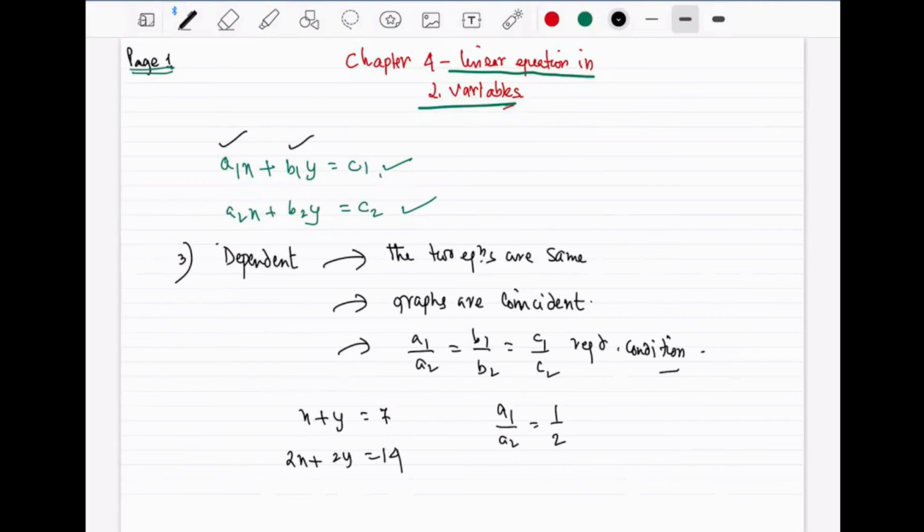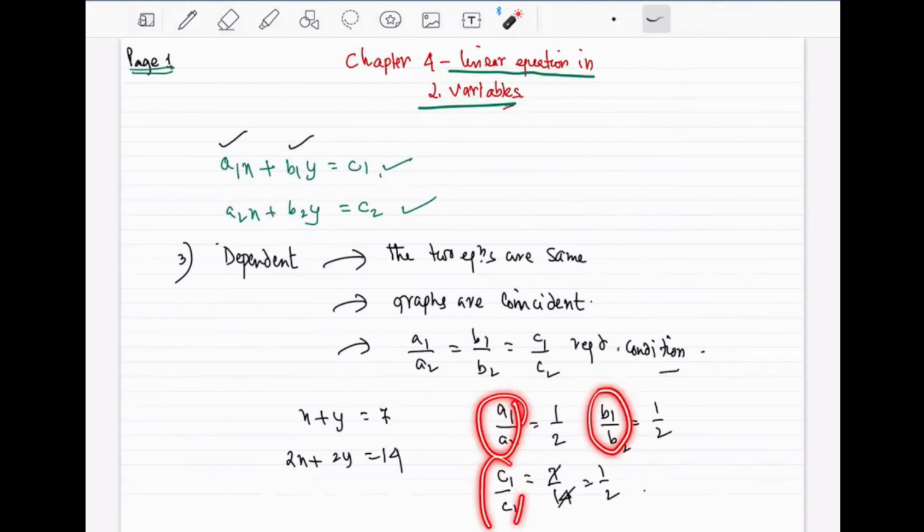What about b1 by b2? b1 by b2 is also 1 by 2 because the coefficient of y here is 1 and the coefficient of y here is 2. What about c1 and c2? For c1 and c2, you have to divide the two constant terms on the right hand side. So we will have 7 by 14, cancel them, we get 1 by 2. It's exactly the same, right? a1 by a2, b1 by b2, c1 by c2 are all half.